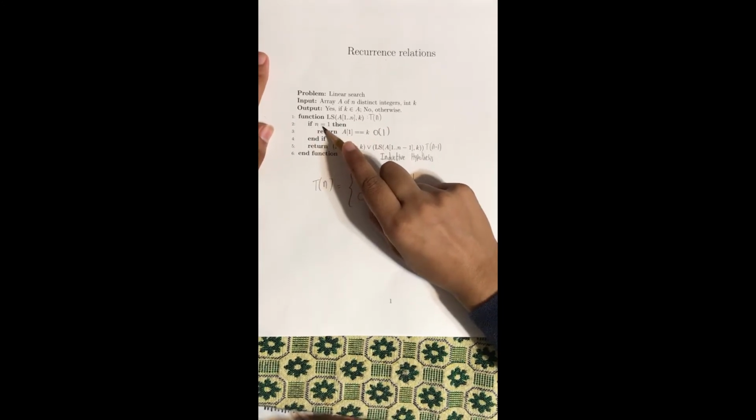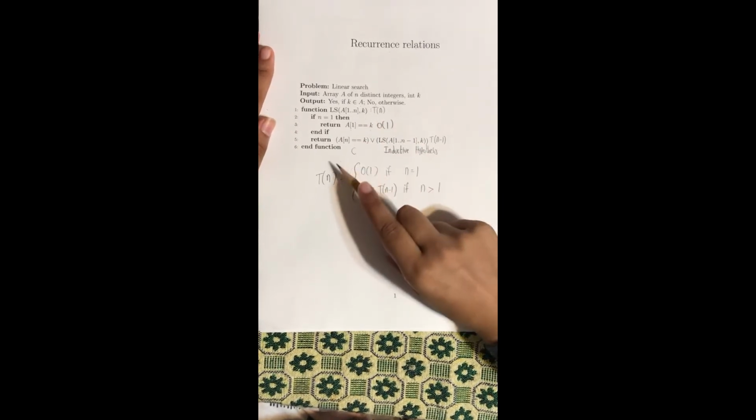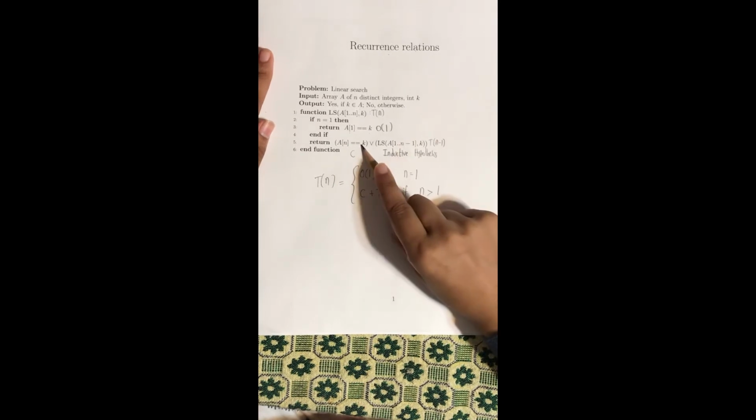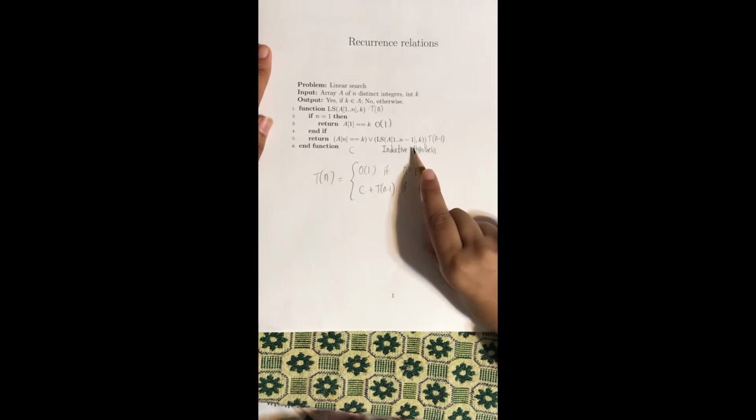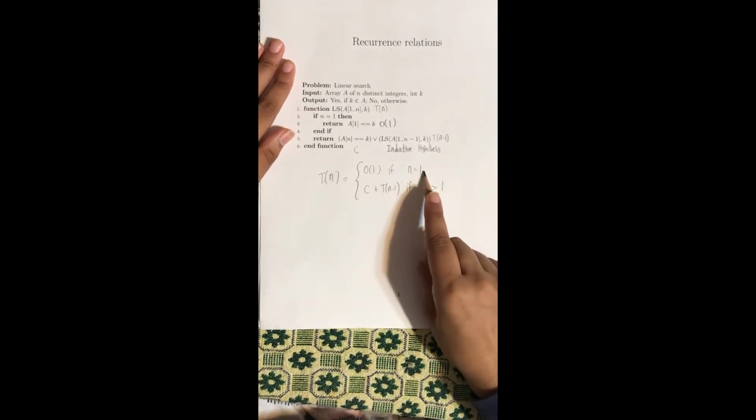So if there's only one element in A, we return whether that element is equal to k. Yes if it is, and no if it's not. This takes O of 1. Else, we check if the last element is k, and after that, we repeat the process for all the elements except for the last. This is called the inductive hypothesis, and it takes a total of t of n minus 1. So as a result, we can write t of n is equal to O of 1 if n equals 1, and c plus t of n minus 1 if n is bigger than 1.